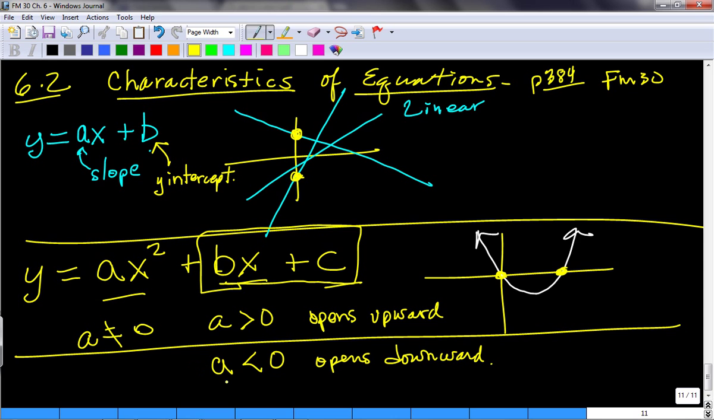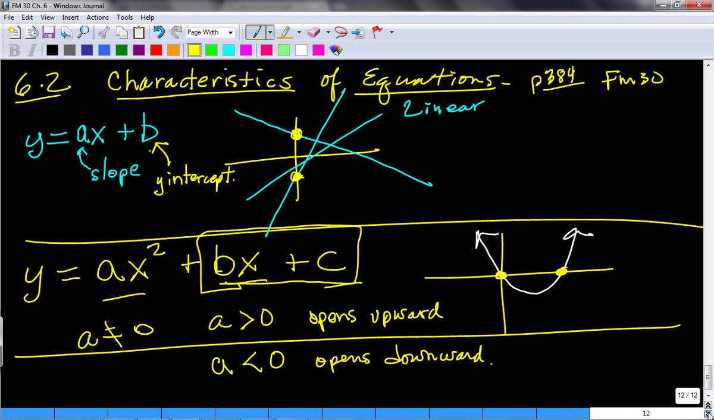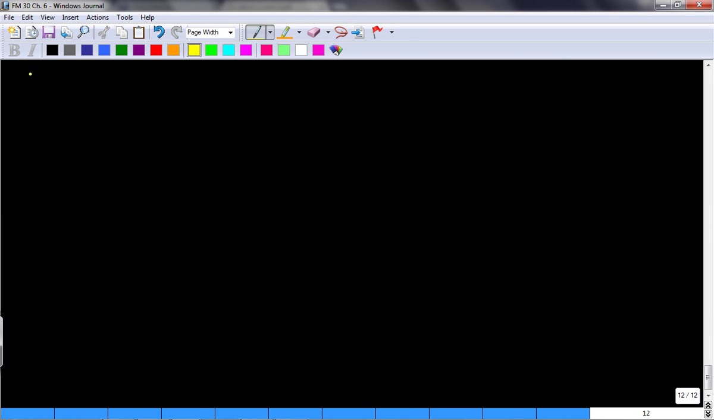So if A is between negative 1 and 1, a fraction like that, then it's a wide parabola. And if A is greater than 1, or less than negative 1, if the actual number for A is large, 2, 3, 4, 5, 100 million, then it's really narrow. Okay? All right, so just real quickly, cubic then.